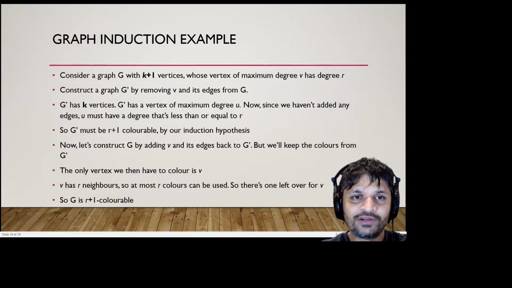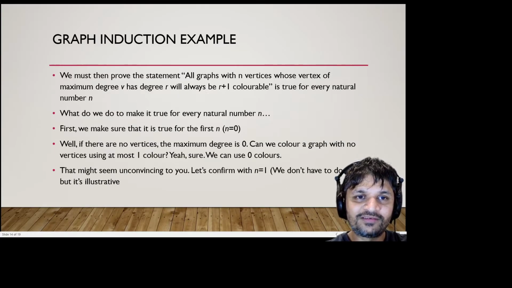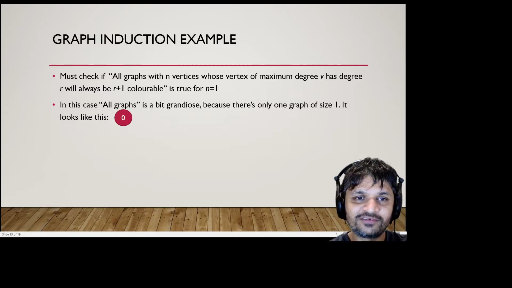Okay, so what we've proven here is that an arbitrary graph G with k plus 1 vertices, whose vertex of maximum degree V has degree R, is R plus 1 colorable. Okay, and we sort of did it by induction. Now, the really cool thing about this, what makes induction such a powerful thing, is this base case. We always choose it to be really easy to prove, right? So we chose a graph of size 1, and then it really didn't hurt us to try and prove that all graphs of size 1 satisfied the condition above, right? So we deliberately picked it to be easy.